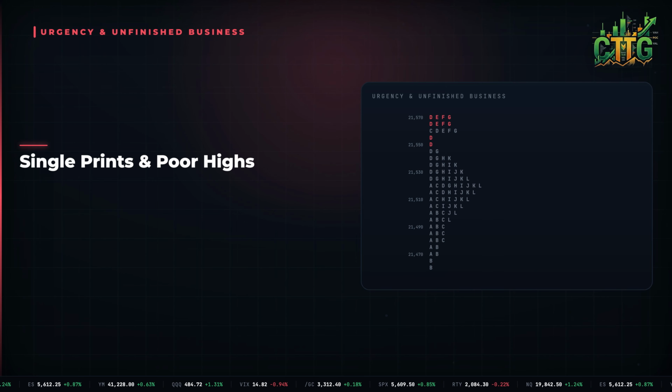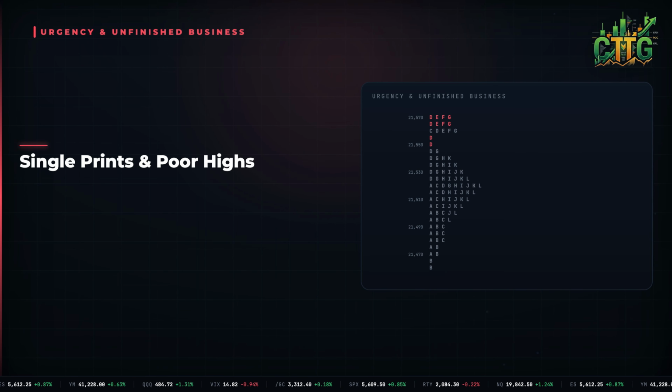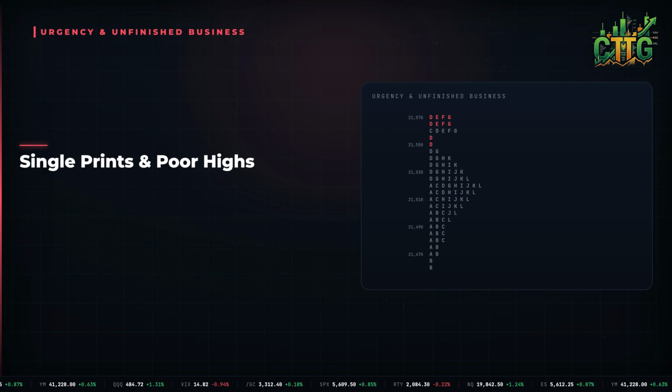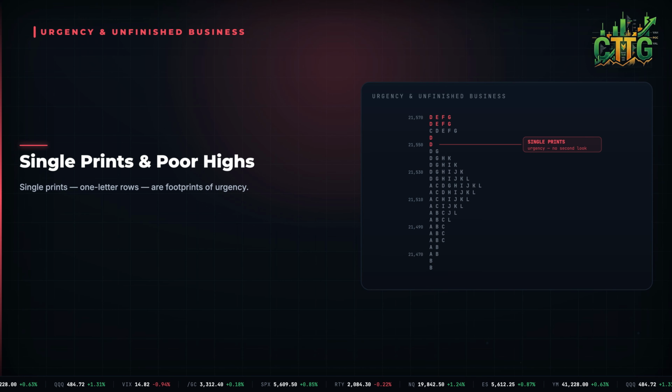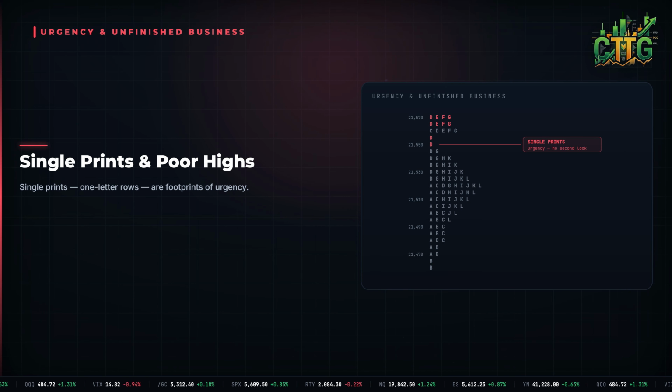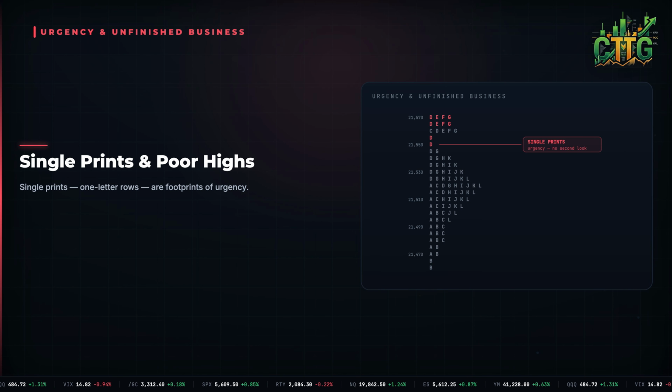Sometimes a move is so fast it leaves single prints. Rows with just one letter, where price never traded again. Singles are footprints of urgency. Someone wanted in so badly they didn't wait for a better price.